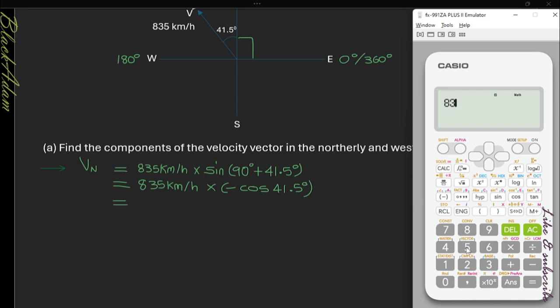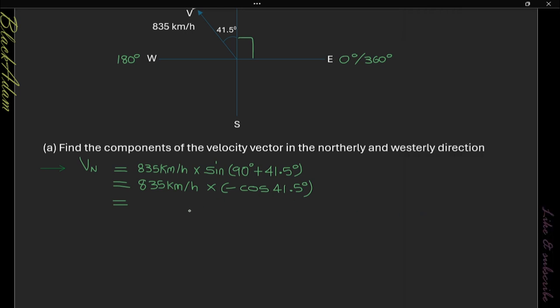So let's just check. It's 835 multiplied by cos 41.5. It gives us 625. So that's going to be 625 kilometers per hour. All right. So is that negative? No, that should be positive. Yeah, so that's positive.